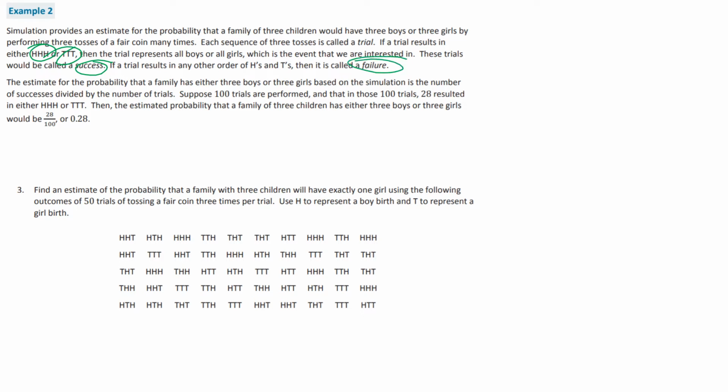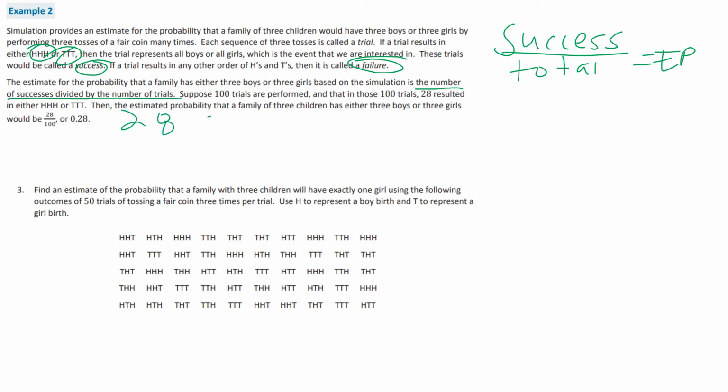To estimate the probability that a family has either 3 boys or 3 girls based on the simulation is the number of successes divided by the number of trials. So we have success over total is the estimated probability. Suppose 100 trials are performed, and in those 100 trials, 28 resulted in either heads, heads, heads, or tails, tails, tails. Then the estimated probability of the family of 3 children has either all boys or all girls would be 28 over 100. This 28 over 100 is because it was 28 successes over 100 total trials. And that would be equal to 0.28 when you divide that out.